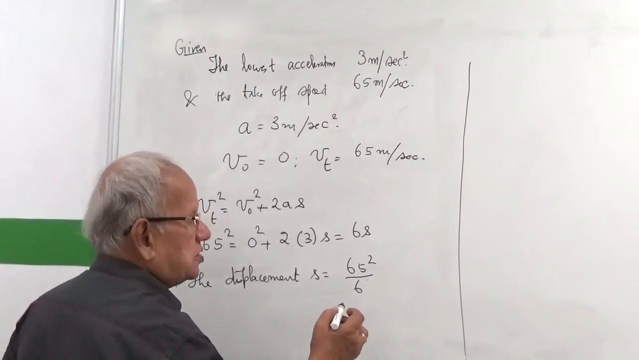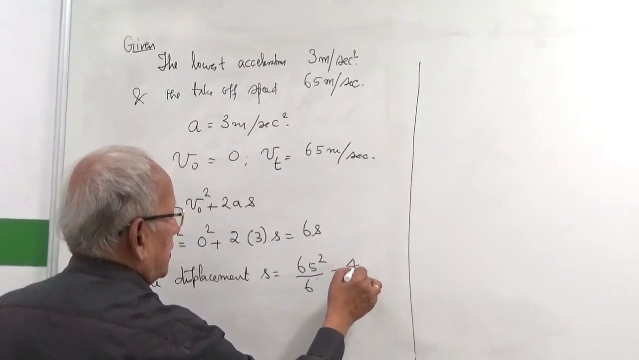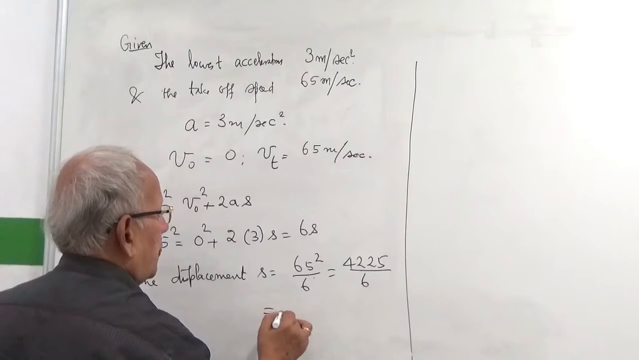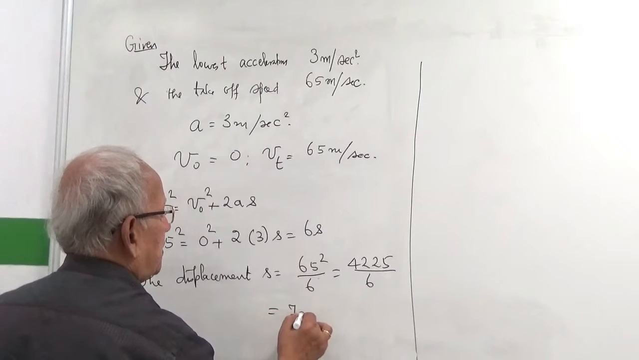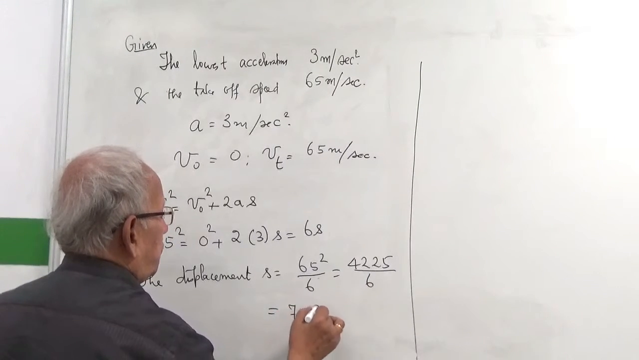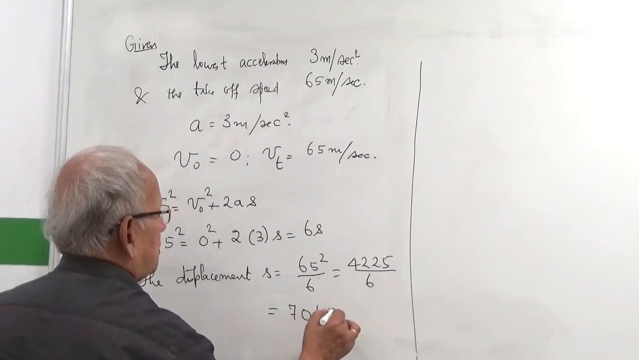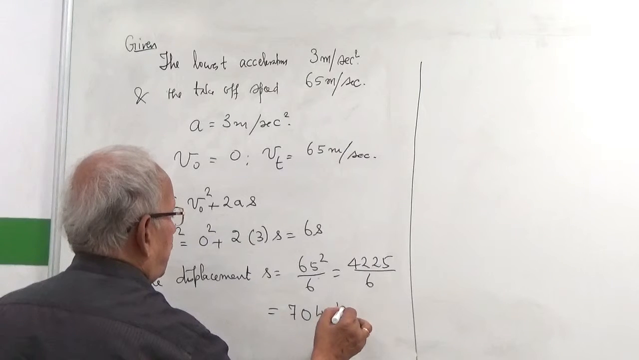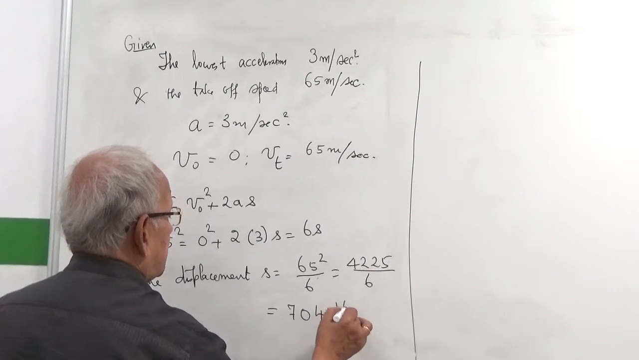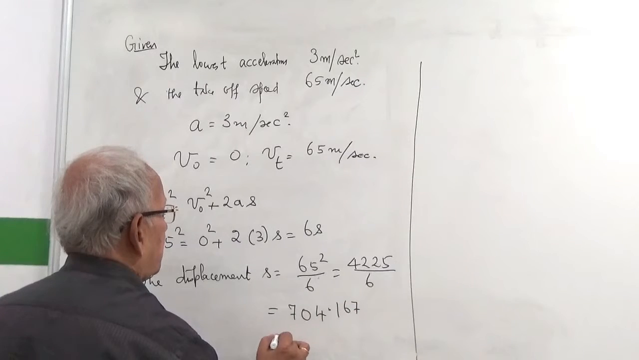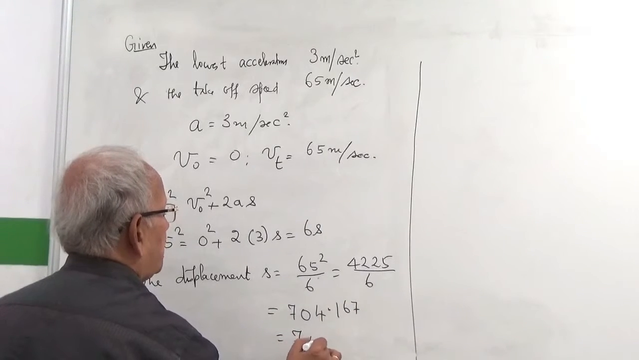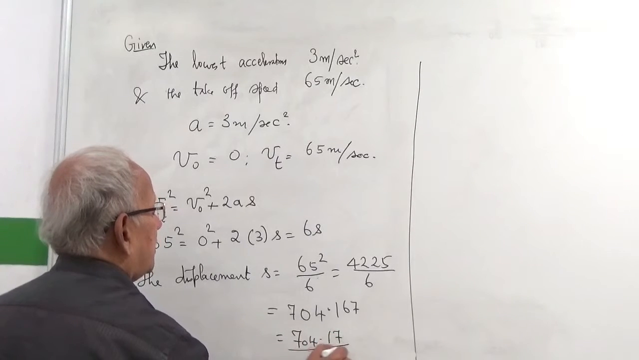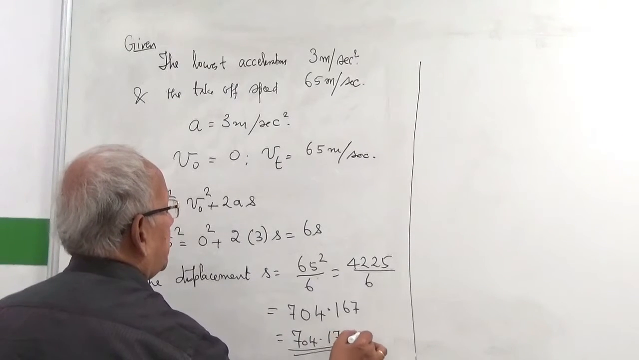65 square is 4225. So this is 704.17, two decimals. Am I right? So this is in meters.